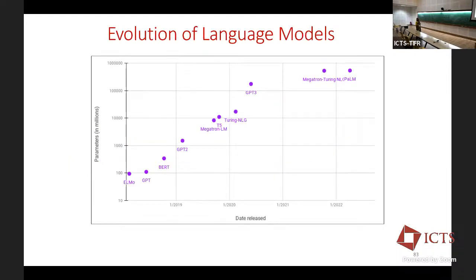Now this graph shows a few of the large language models. On the x-axis we have the dates, and on the y-axis we have the number of parameters. So we see that GPT had about 100 millions of parameters, BERT had a few hundred millions, GPT-2, 1 trillion, and so on. GPT-3 has 100,000 millions, so it's growing very fast.